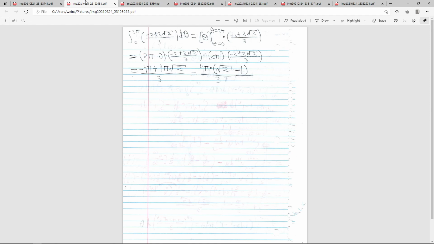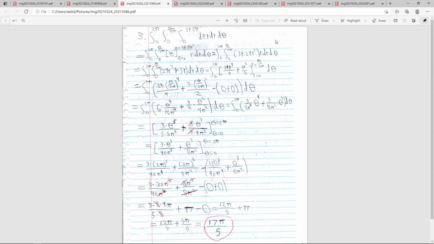And it's commonly observed that the last integral is going to be pretty easy in a lot of cases, in these types of integrals. Especially in this one, it's basically theta equals 2 pi minus theta equals 0 times that. So just 2 pi times this whole thing. Eventually you get 4 pi times square root of 2 minus 1, all divided by 3.